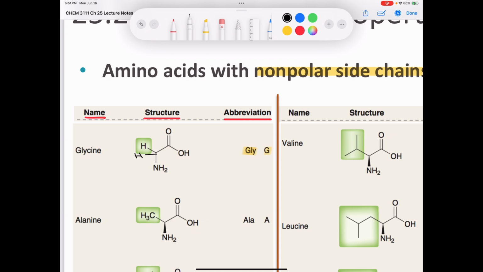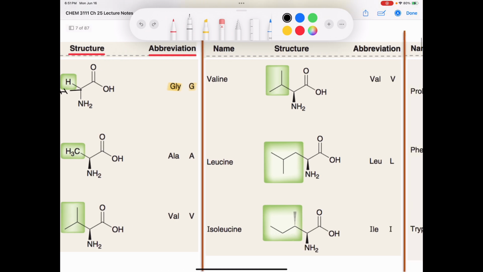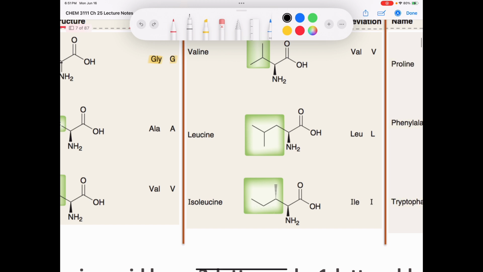I'm not going to go through all the abbreviations for these. Next, if you have a methyl group, that's alanine. When we have an isopropyl group, as is shown here, it's valine. You can see valine is repeated in this table. Then if you have an isobutyl group, highlighted in green, it's leucine. And if we have a sec-butyl group, then it's isoleucine. Isoleucine is interesting because it has not only the chiral carbon at the alpha position, but you also have a second chiral carbon here.